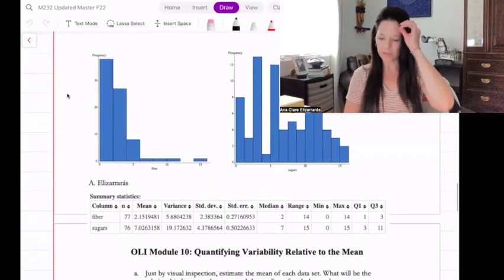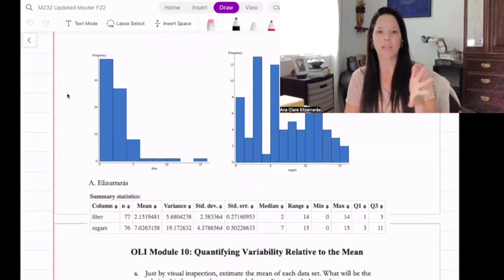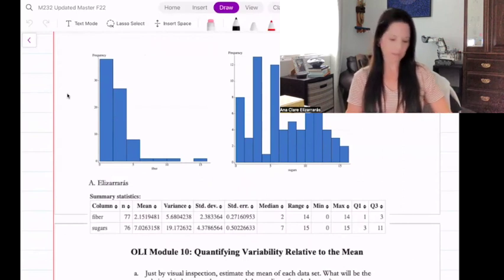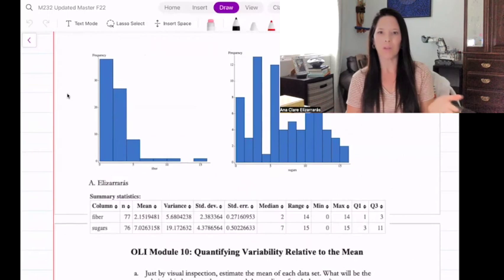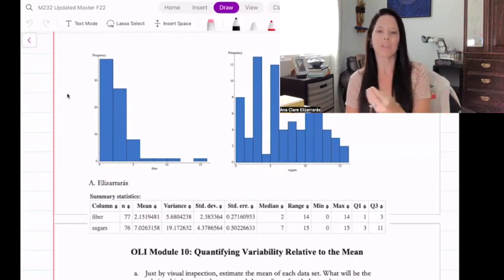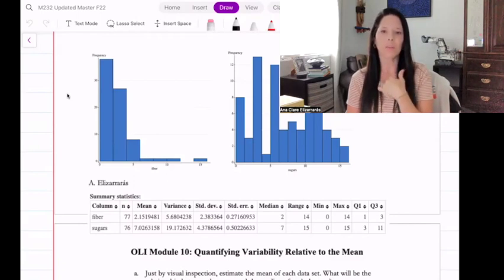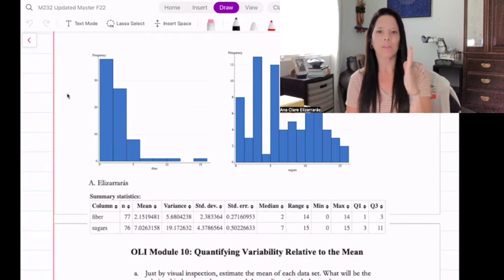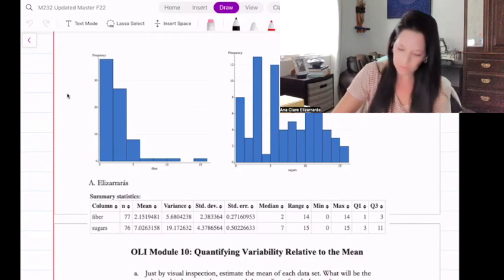So the first question is, just by visual inspection, estimate the mean of each data set. What will the relationship be between the mean and the median of each data set? So estimating the mean is trying to figure out where is the middle of this data set, where's the average? And when you're talking about a data set that's symmetric, the average is typically in the middle. When you're talking about a data set that is skewed, the average is pulled a little bit closer towards the tail. So for fiber, we have a skewed distribution.